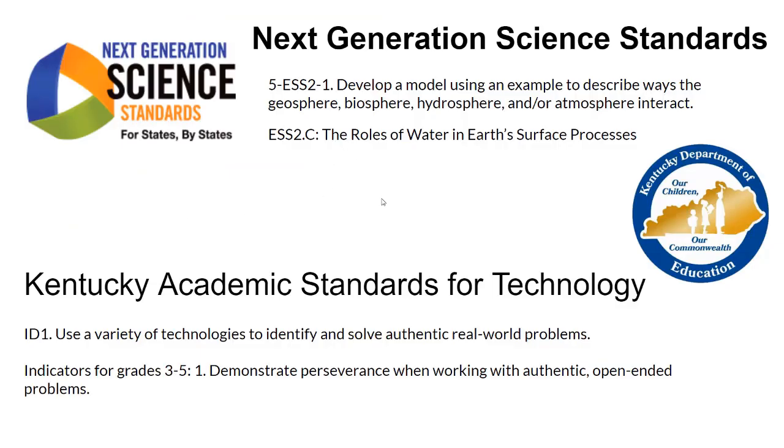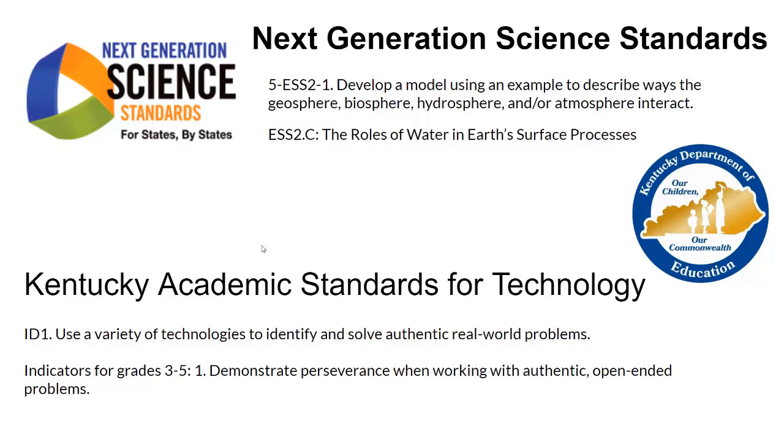So our Next Generation Science Standards we're looking at are 5-ESS2-1, that's our 5th grade: develop a model using an example to describe ways the geosphere, biosphere, hydrosphere, and/or atmosphere interact. And ESS2.C, the roles of water in Earth's surface processes.